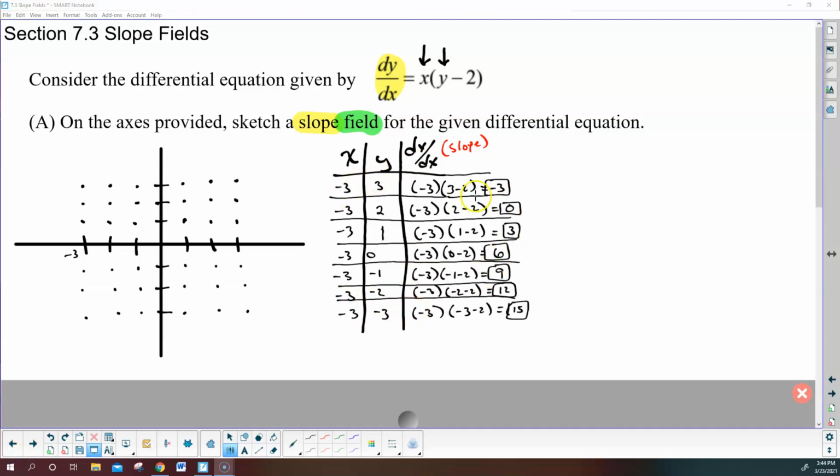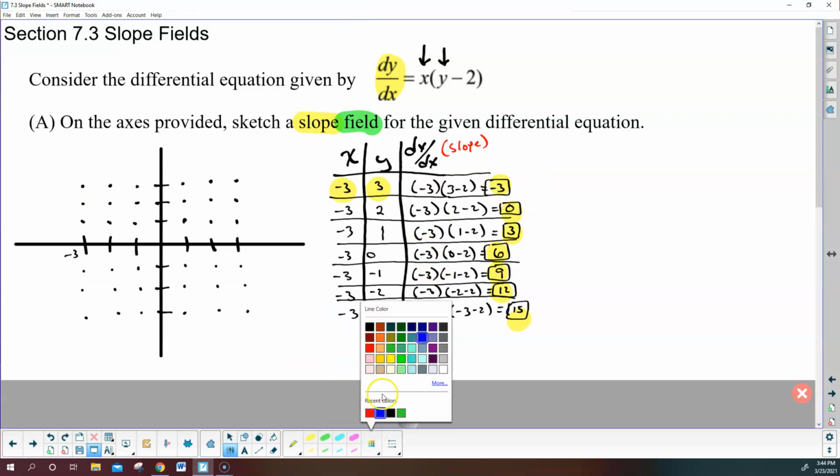All right. So here are all of the points that I have. These are the slopes. So what are we going to do with these slopes? Well, at each one of these ordered pairs, negative 3, 3, I'm going to graph a tiny little line, as if it was a tangent line. I'm going to graph a tiny little slope there, and I want that to be negative 3.